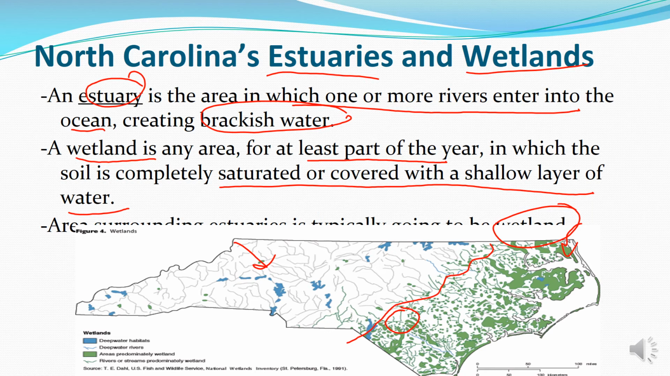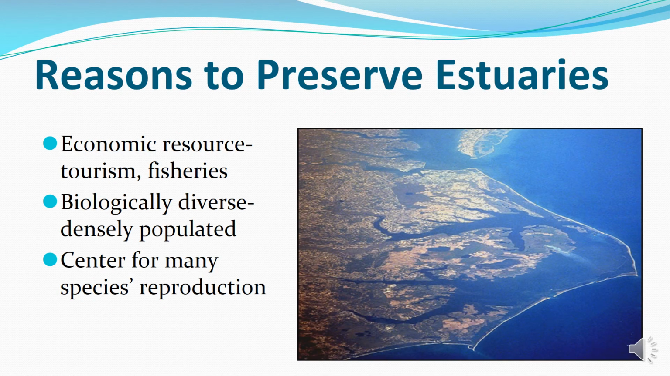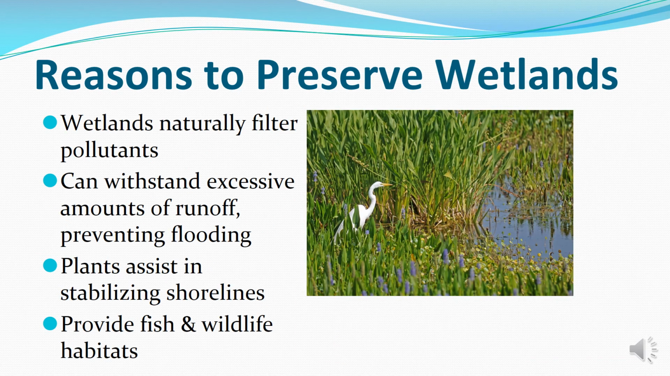We have 3 parts of North Carolina. But we need to preserve this. So this is a better view of North Carolina. We really do have this coast. It's economic for fisheries and tourism. Centers for species reproduction, biologically diverse.